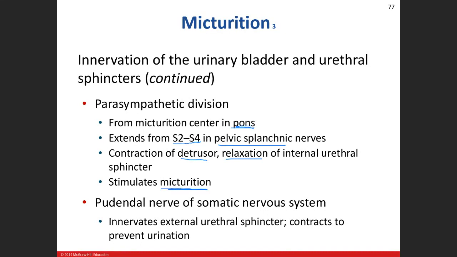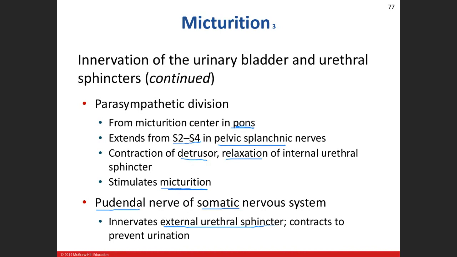Then the final component from the somatic nervous system comes from the pudendal nerve. This is the nerve that innervates the muscles that you learned how to use when you were potty training as a little one. That innervates the external urethral sphincter. Normally, this contracts the external urethral sphincter, and that will prevent urination until you want to relax it, and then you can allow the flow of urine.